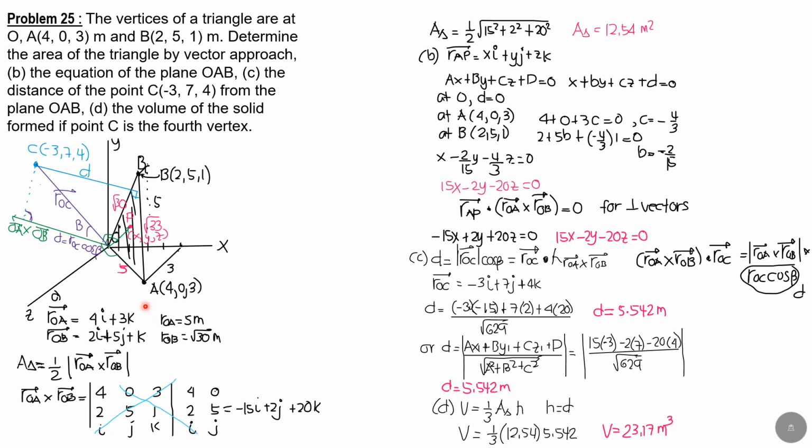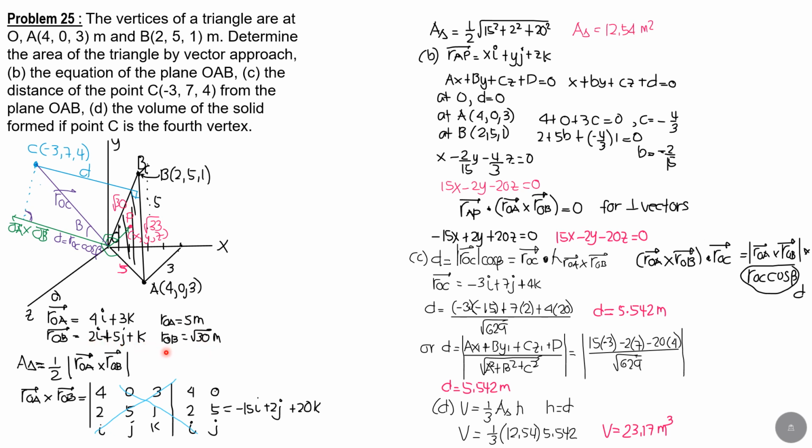Then OA in vector form, this one is 4i plus 3k. So the magnitude of OA is again 5 meters. It is already shown here. Then r sub OB is 2i plus 5j plus k, it's B minus O. And the magnitude is the square root of 30, also shown: square root of 2 squared plus 5 squared plus 1 squared.